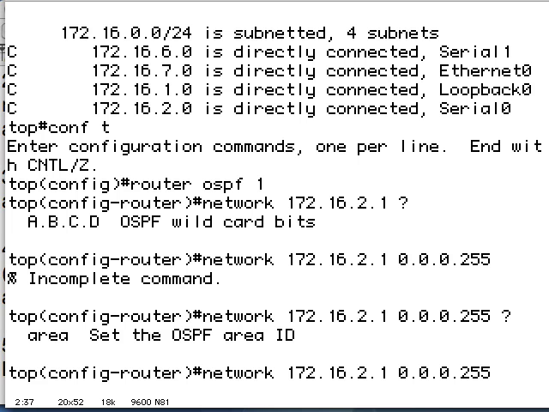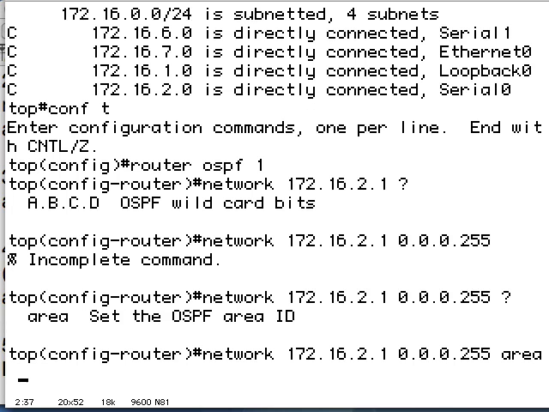For now, we just want to make everything area 0, which is also known as the backbone area. Area 0. So that means that any interfaces with IP addresses that start with 172.16.2.anything, because of the don't care bits of 255, will be in area 0.